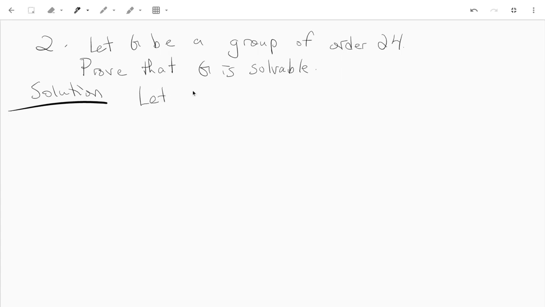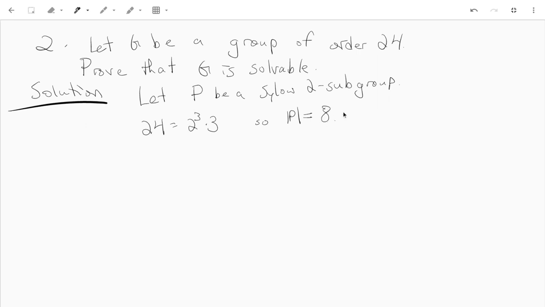This strategy is actually from an assignment question, but not one to be handed in, and this hint is from that assignment. So let P be a Sylow 2-subgroup. Now what is the size of P? To find out, we have to factorize 24. 24 is 2 cubed times 3, so any Sylow 2-subgroup has 2 cubed elements, or 8.